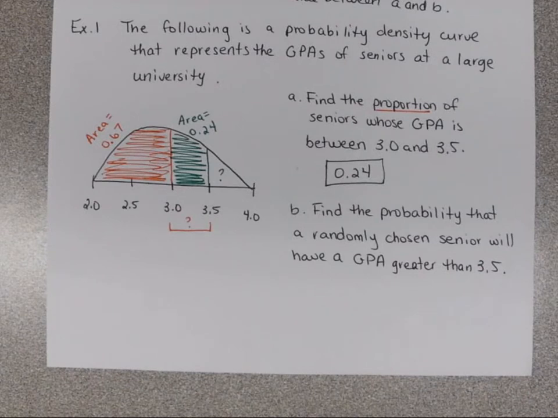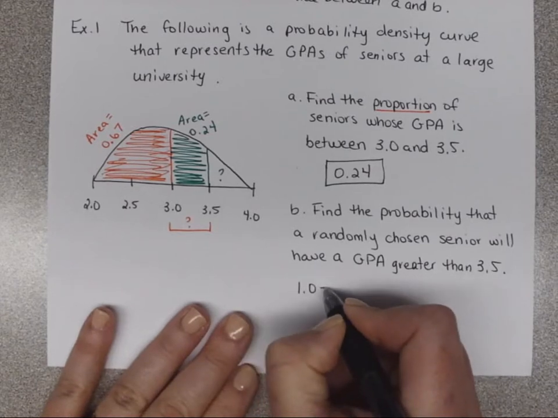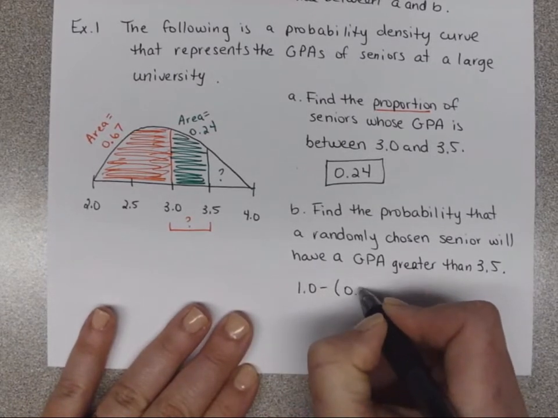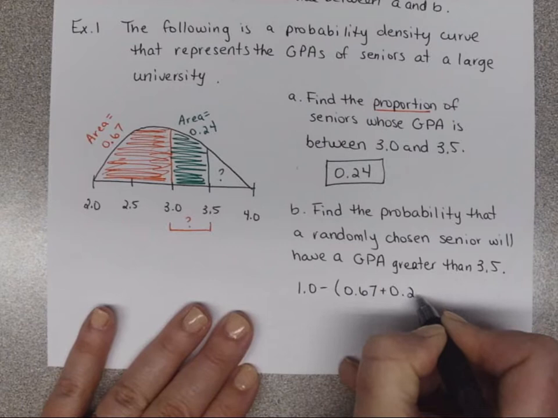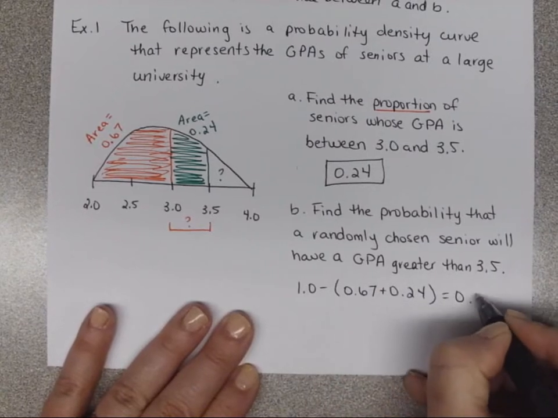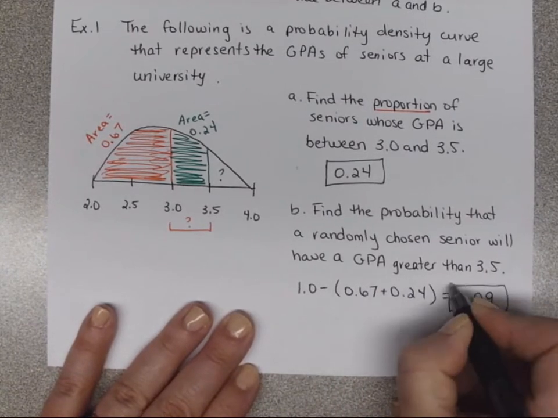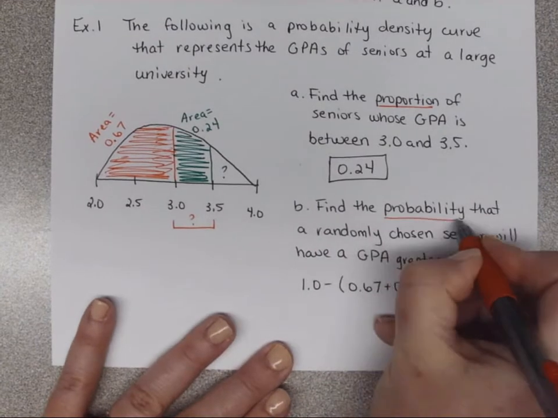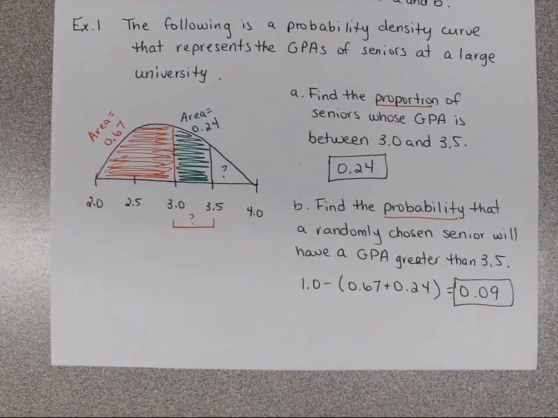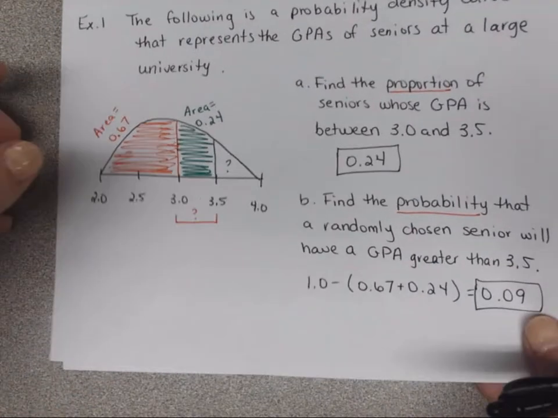Because the area under a probability density curve has to be 1. So all we really have to do is do 1.0 minus the other two areas that I already knew. So I get 0.09. Okay, notice the second question asks for probability. So it's either the proportion between two values or it can be the probability that a randomly selected value would lie under that curve. Okay. All right, so that's just a general probability density curve.